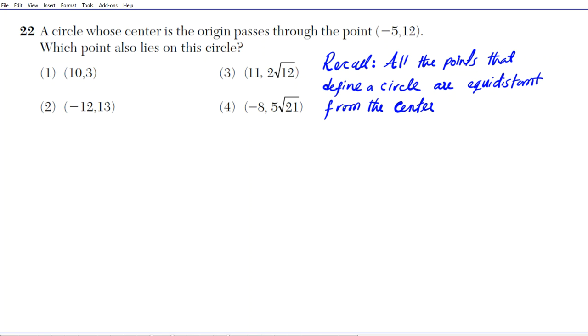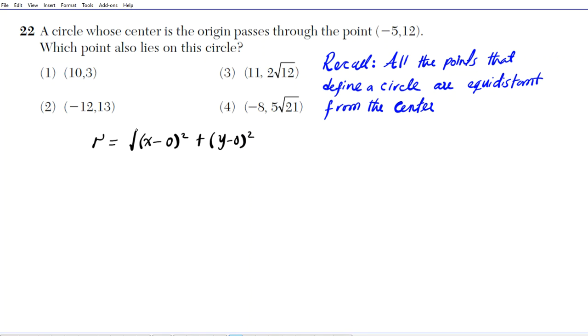So the distance from the center to the extremity, to the circumference of a circle, is known as the radius. So r, using the distance formula, has to satisfy the equation x minus 0 squared plus y minus 0 squared.